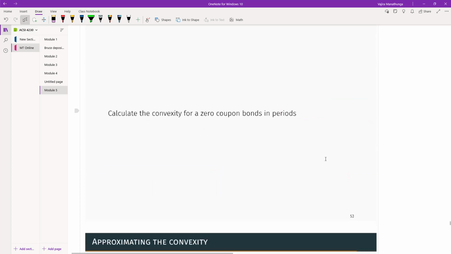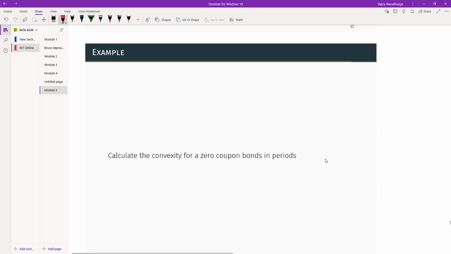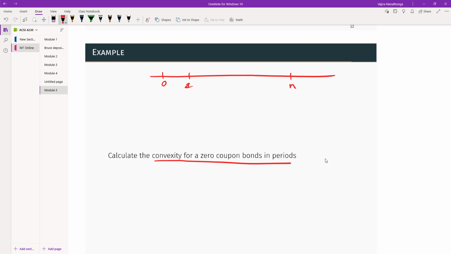So let's do one example, and then the rest is more for Excel functions. And then we are done with this video. Calculate the convexity for a zero coupon bond in periods. So let's try to calculate this. Here is time 0. Let's say after n years, it's a zero coupon bond, so you get some value C. Let's say the rate is i.